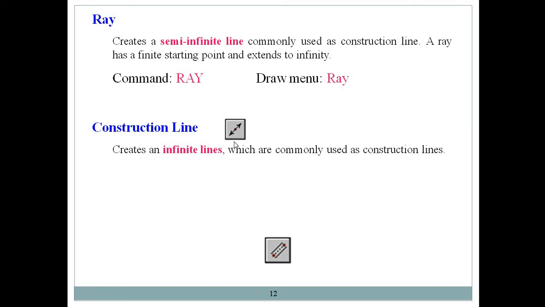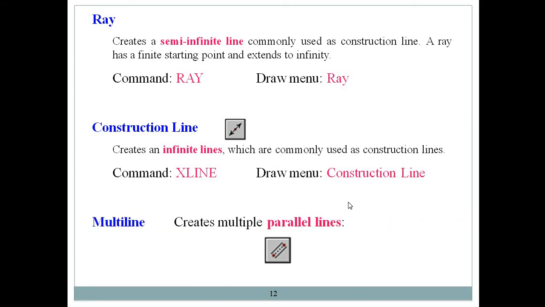This is the infinite line, which is commonly used as a construction line. The symbol for the infinite line is XLINE. Go to the Draw menu and select construction line. Then we have to select the multiline option.